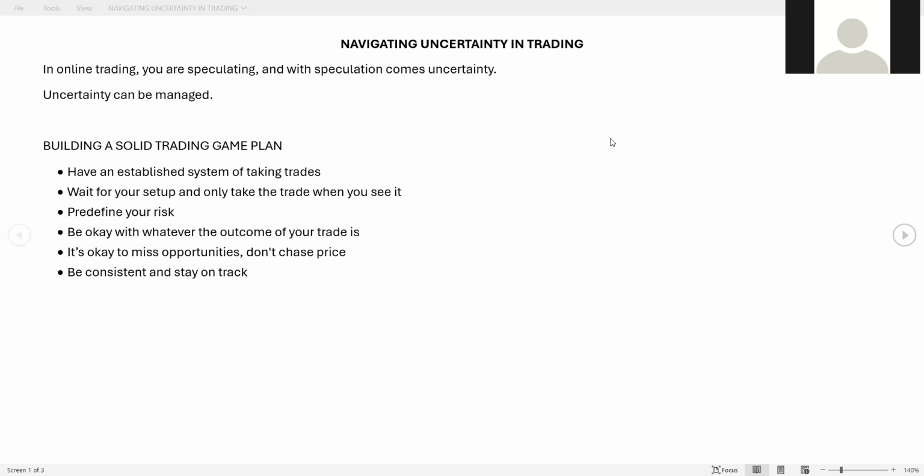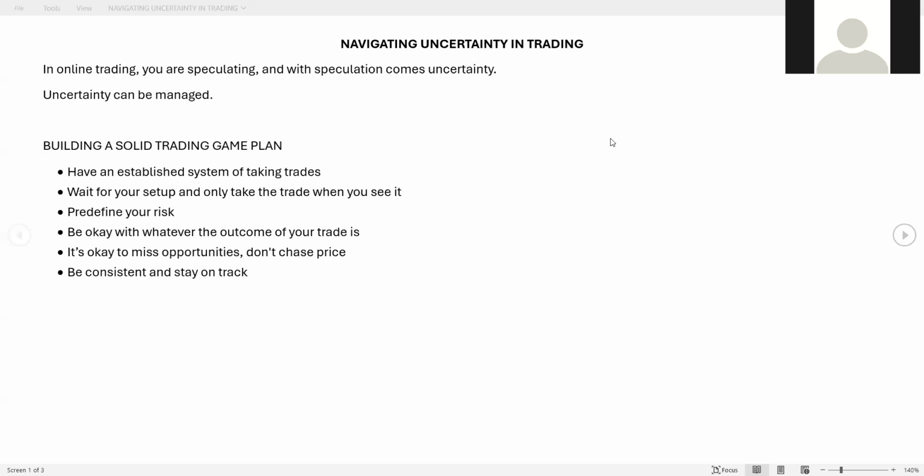The reason why this is important is if you know clearly what you are risking on any given trade that you're taking, it becomes easier to allow your trades to play out. Predefine your risk. That way, regardless of what the outcome is, you have a clear expectation for what your own profit or loss will be on the trade, and you're okay with it.